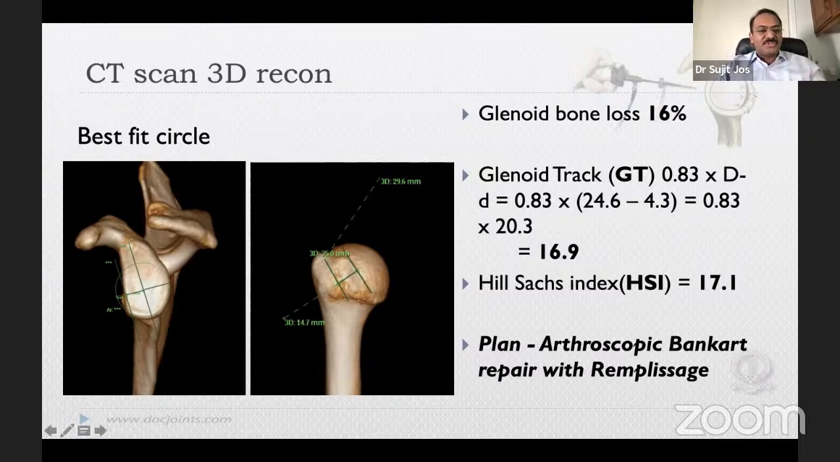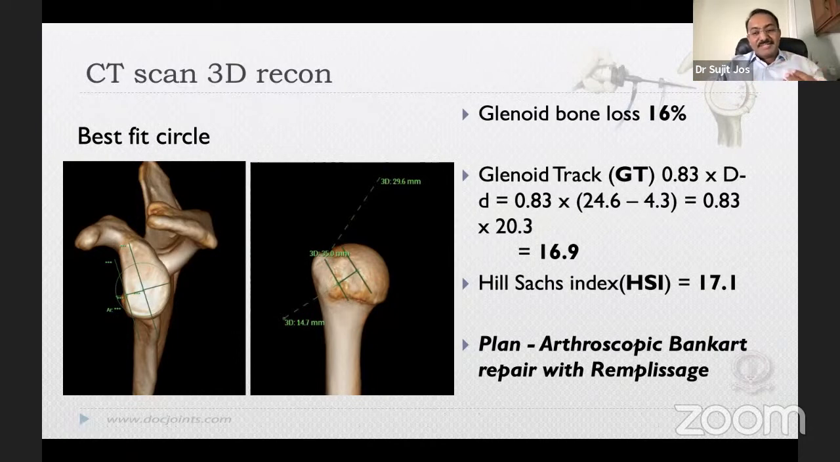This gives you a very good visual impression, and the bone loss is calculated as around 16% here in the anterior glenoid, the best fit circle, and the Hill Sachs, you can see it's around 17.1. So it's slightly off track with 16% bone loss. And a recreational athlete, a person who has crossed 20s or 25, so I plan to go for an arthroscopic Bankart procedure with a remplissage because of the off track nature. Hope you're all aware of the on track and off track.